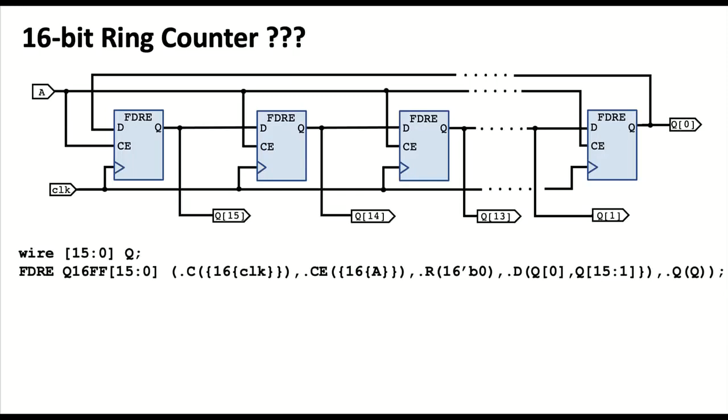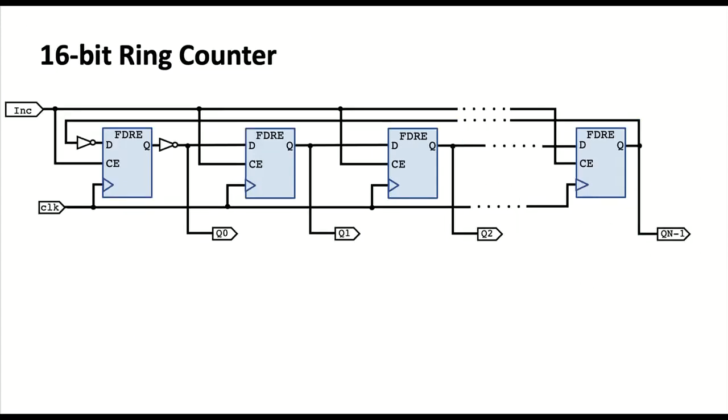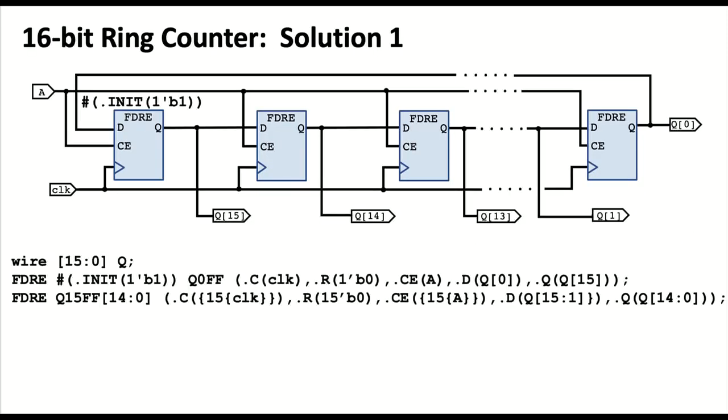So I have to make one of them wake up with a 1, and so it gets a little tricky. How do I do this? Well, there are 2 different ways that I can think of doing this. Here's one way. Pull out one of the flip-flops and deal with it differently. So initialize it to 1. And that means I can't have it as part of the bus. So now I deal with the rest of them as a separate bus.